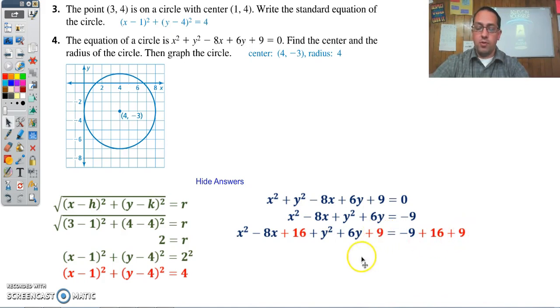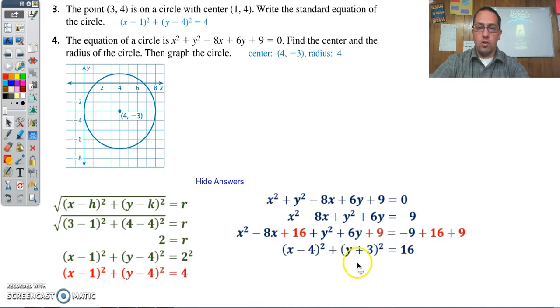We're going to add 9 to both sides. Then we rewrite these as perfect squares. So x minus half of the 8, so 4, because it's negative 8, and then y and half of the 6, so y plus 3. So we wrote those as perfect squares, and we combine like terms, simplify that, we have 16.